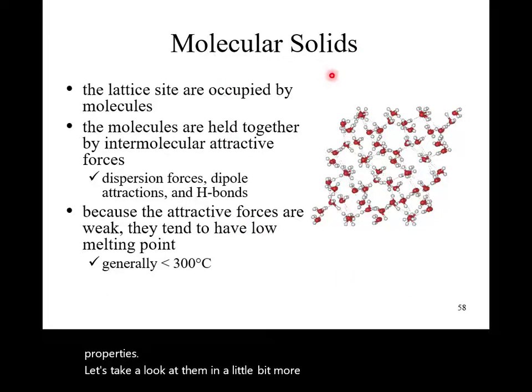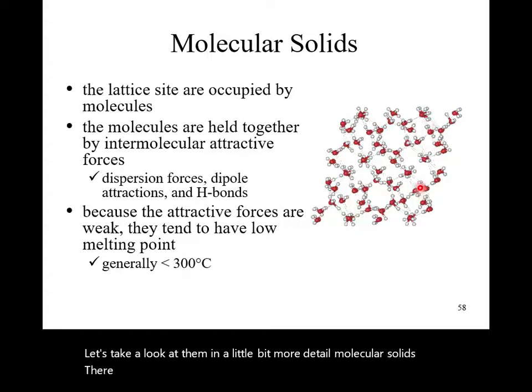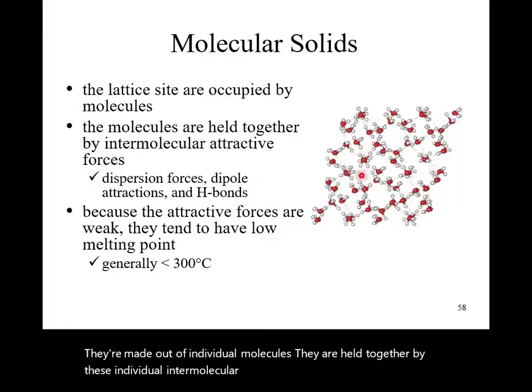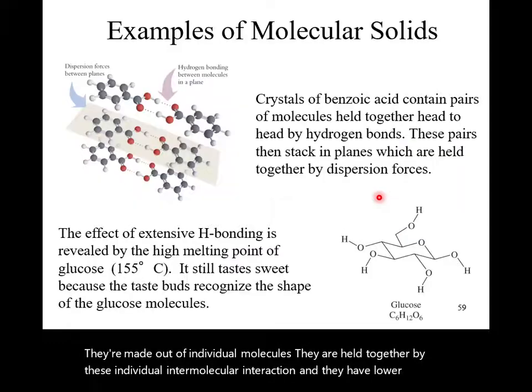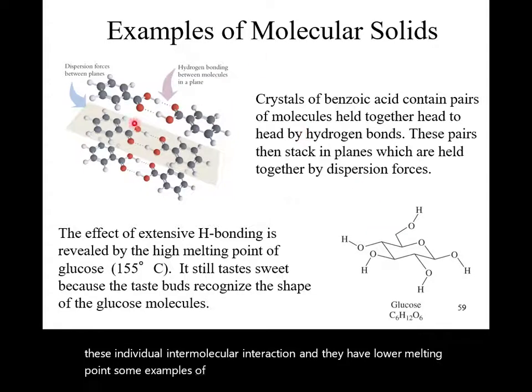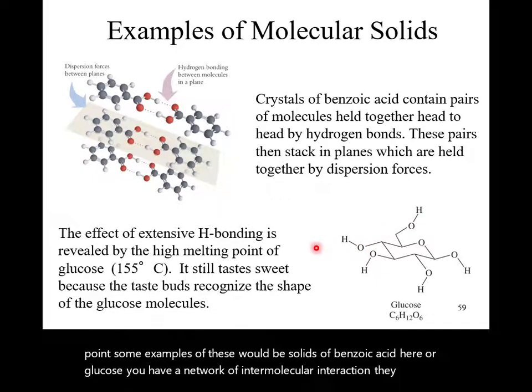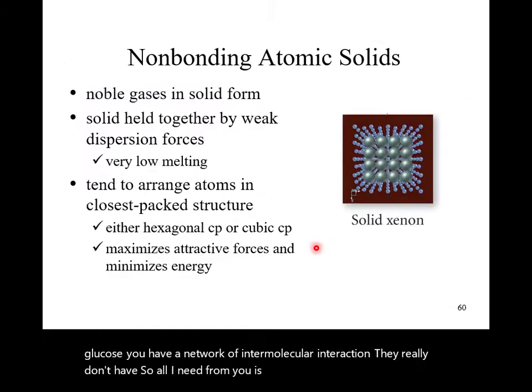Molecular solids are made out of individual molecules. They're held together by individual intermolecular interactions, and they have a low melting point. Some examples of these would be solids of benzoic acid here, or glucose. You have a network of intermolecular interactions. All I need from you is to recognize what those solids are.